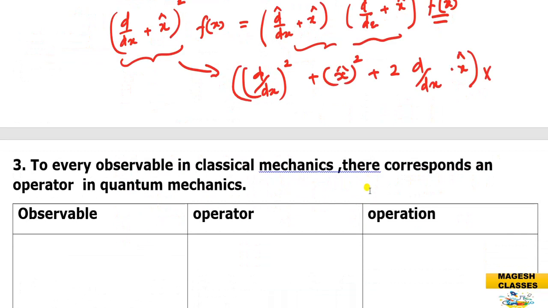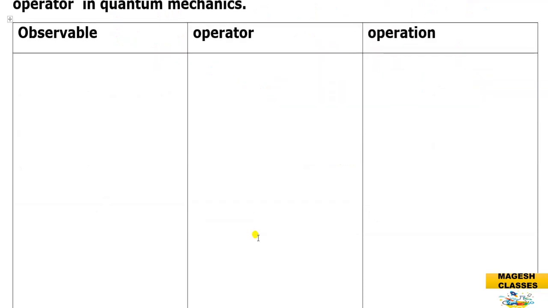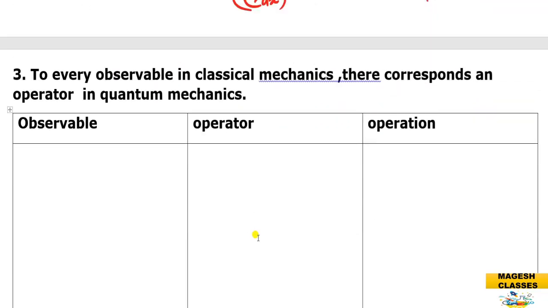Now the third property: to every observable in classical mechanics, there is a corresponding operator in quantum mechanics. So in quantum mechanics, for any classical parameter, you have the operator. The first one is the position.